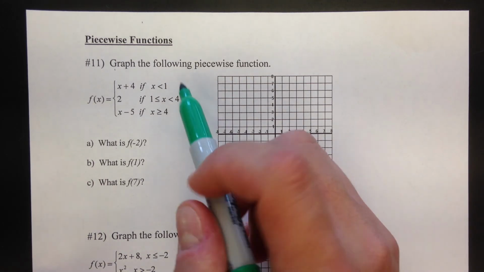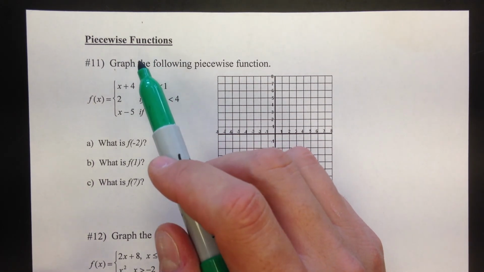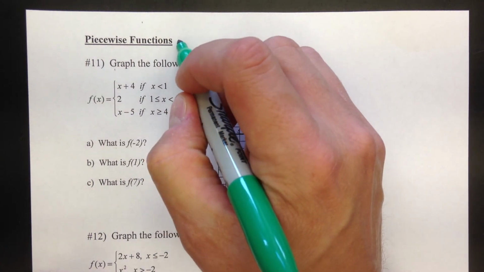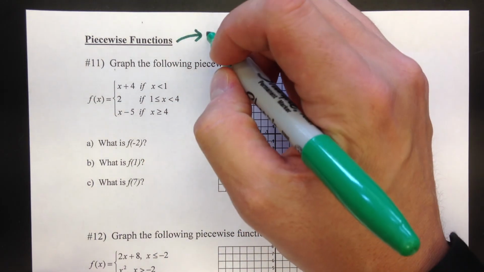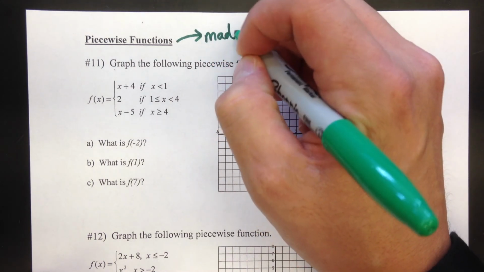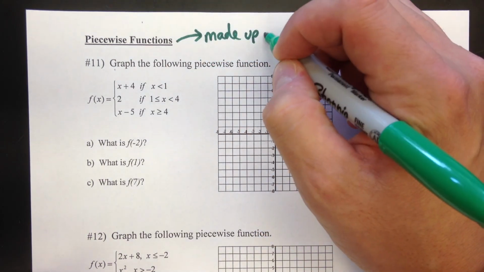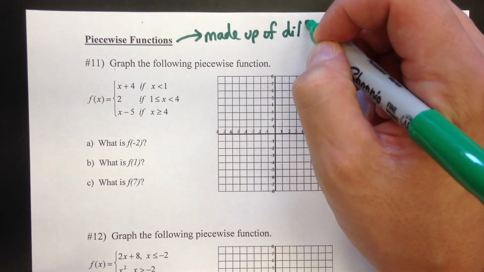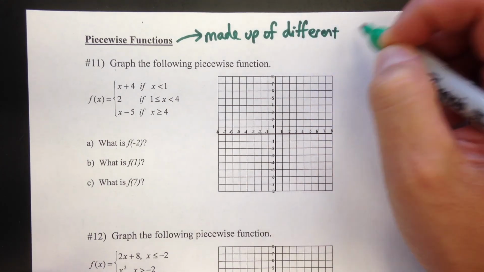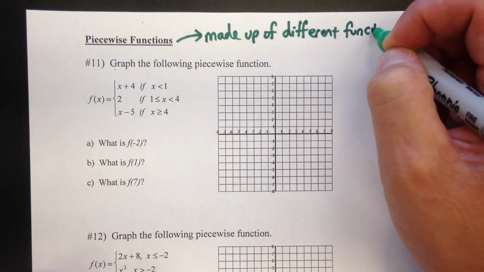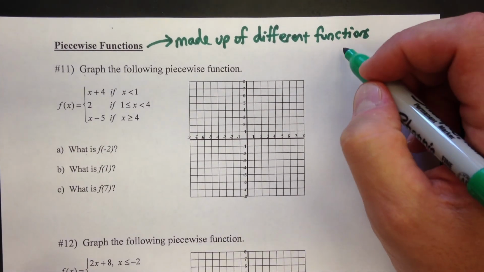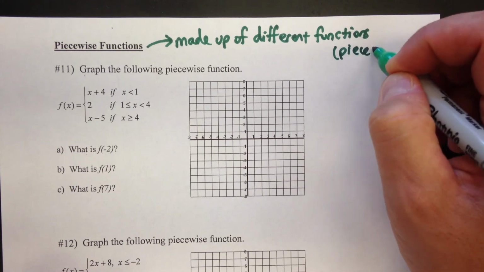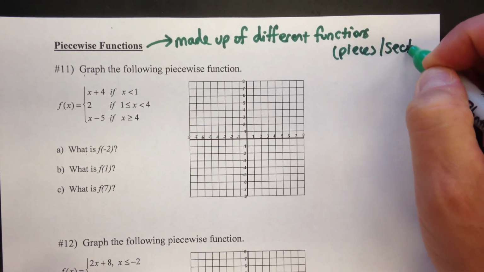Okay, there you go. So, piecewise functions. Well, what that means, a piecewise function is actually a function, but it's made up of different functions. Basically, what we're saying is that it's in pieces. We're going to graph different sections. Okay, it's in pieces or sections.